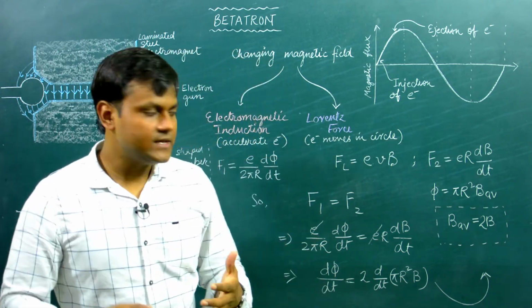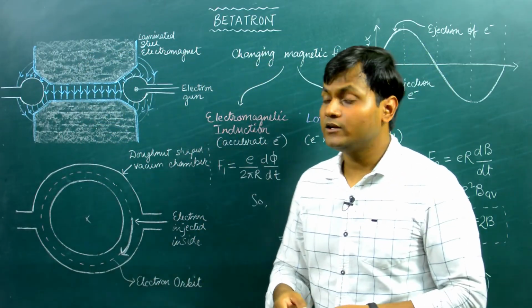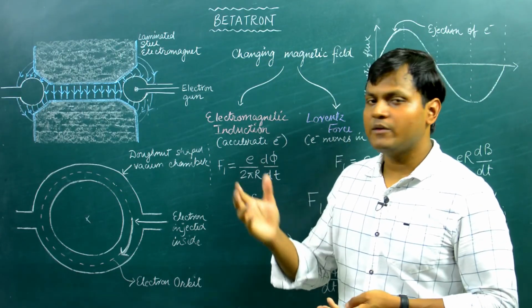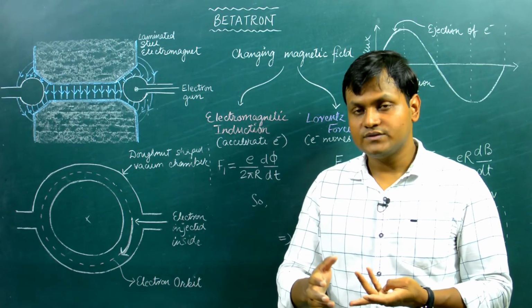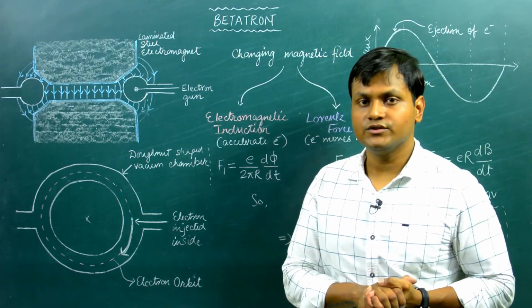So this is in a sense the working mechanism and the principle with which the particle accelerator known as Betatron works. I have discussed in my previous videos some other particle accelerators also, like Van de Graaff generators, cyclotrons, synchrotrons, linear accelerators. If you're interested in those, you can check out those videos also.